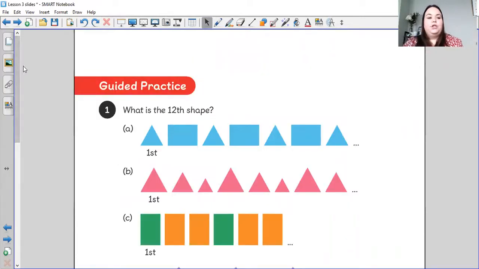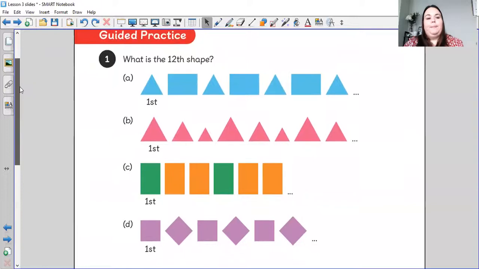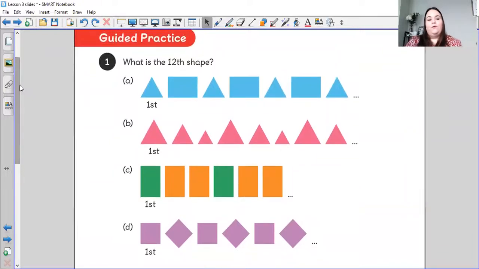Here are some different shape patterns for you to try. So you can see there are 4 different patterns with different shapes. So on a piece of paper with a pencil or a pen, you might want to draw these patterns out. Can you work out what the 12th shape would be in each of these patterns?